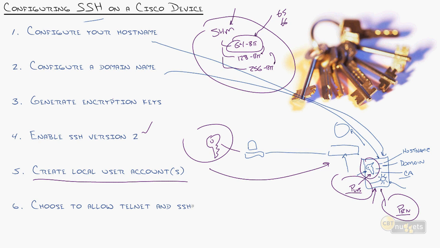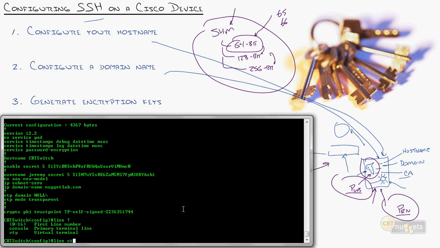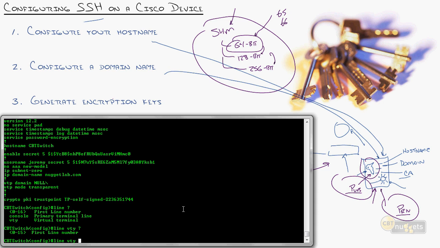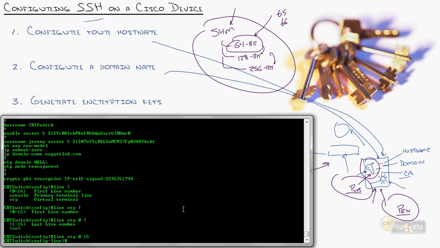Now I need to choose to allow telnet, and I should put or SSH. Now, from the last nugget, what ports are telnet ports? As in, where do I go to configure a telnet password? You remember? Line VTY, and then whatever line numbers I want to configure. Well, in my case, I want to configure all of them. All of them will support this.